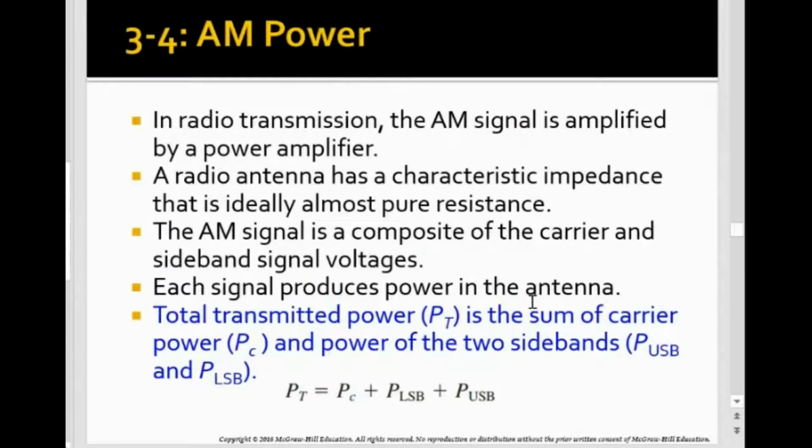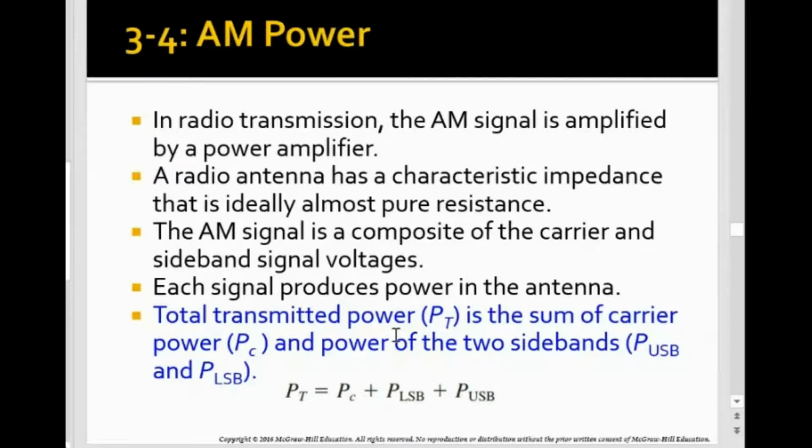In radio transmission, the amplitude modulation signal is amplified by a power amplifier. A radio antenna has a characteristic impedance that is ideally almost pure resistance. The amplitude modulation signal is a composite of the carrier and the two sidebands. Each signal produces power in the antenna. So both the carrier and the sidebands produce power in the antenna.